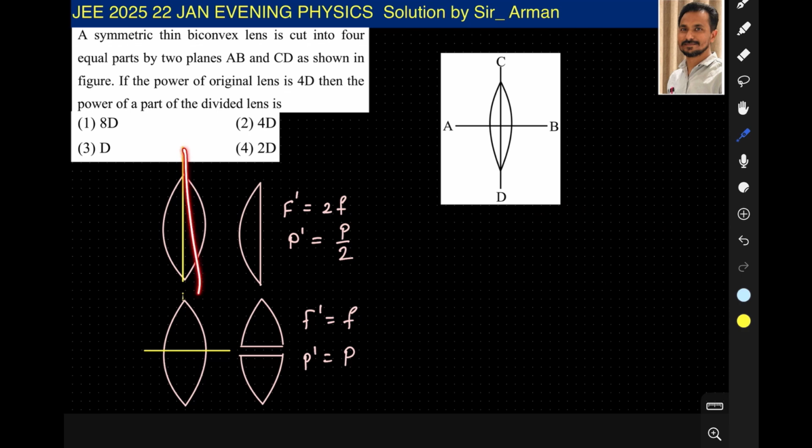So what will happen when you cut vertically? The focal length will get double, and when the focal length will get double, the power will be half, because we know that power is equals to 1 upon f. But when you cut it horizontally, like this, there is no change in the focal length.